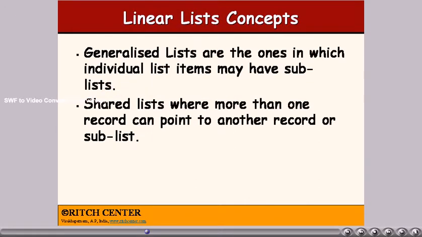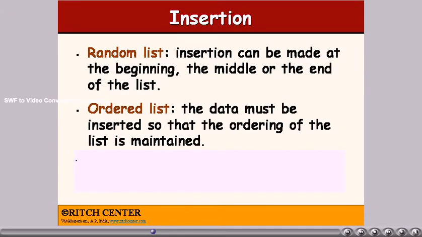We do have another type of list known as generalized lists, which are the ones in which individual list items or nodes may have sub-lists. Similarly, we have another type of list known as shared lists, where more than one record can point to another record or sublist. A random list is one where insertions can be made at the beginning, the middle, or the end of the list. Whereas in the ordered list, the data must be inserted so that the ordering of the list is maintained.